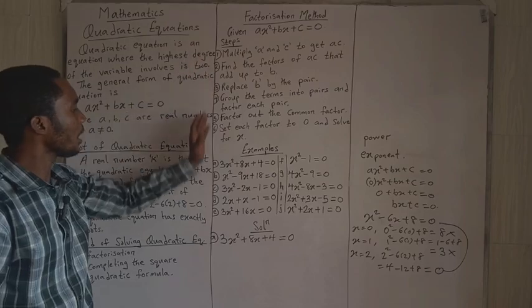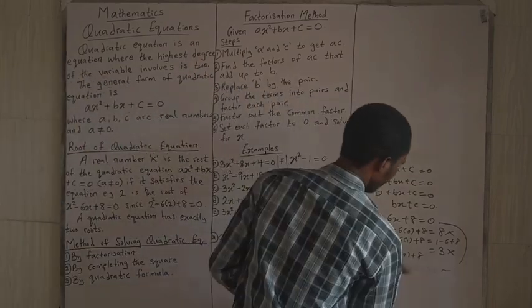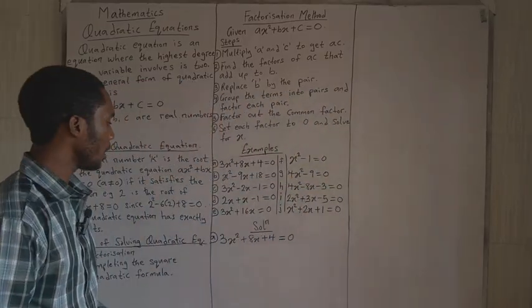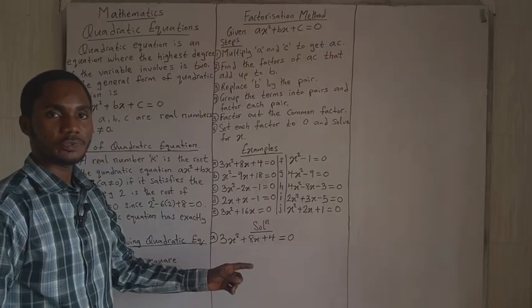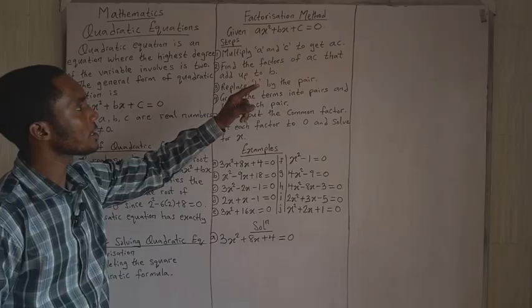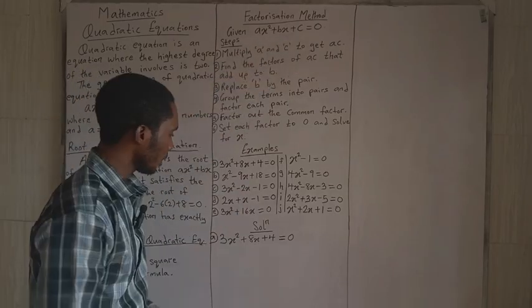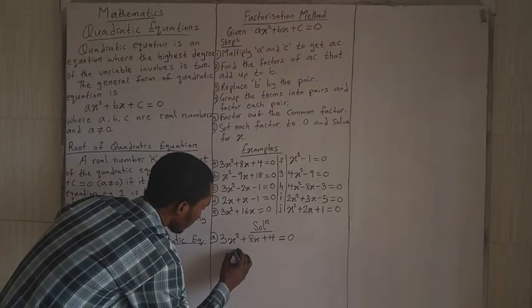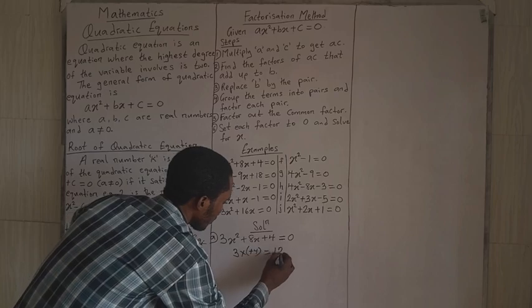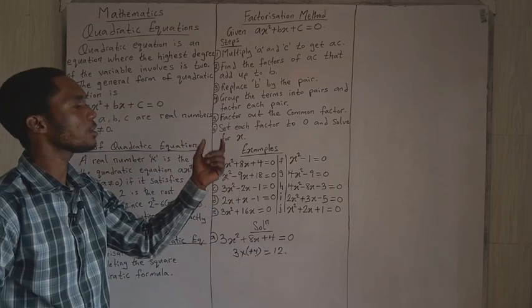We are going to follow these steps to solve the following equations. Our first example here is 3x squared plus 8x plus 4 equals 0. The first step: multiply a and c to get ac. What is a? The coefficient of x squared, and c is the constant. In this given equation, a is equal to 3 and the constant is plus 4. That will give us 12. Step 2: find the factors of ac that add up to b.